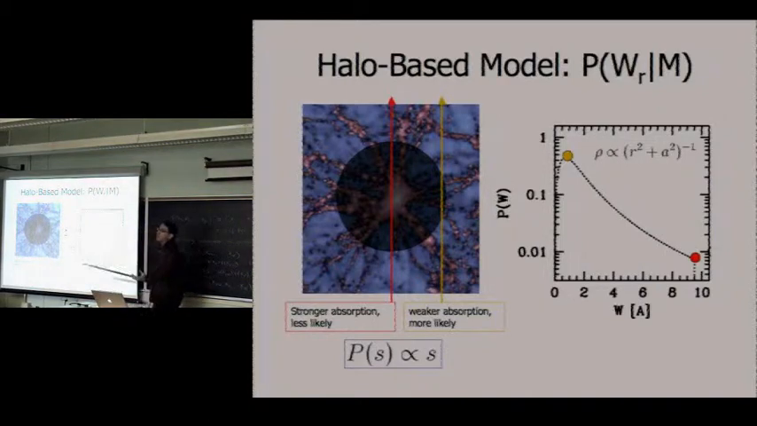And then if you assume a density profile for the gas, which we just assumed to be an isothermal with a core, and you shoot a bunch of random lines of sight through that halo, this is now the PDF of equivalent width W. Strong absorption, very rare. Weak absorption, much more common. With something which basically goes as W to the minus 3 in between.